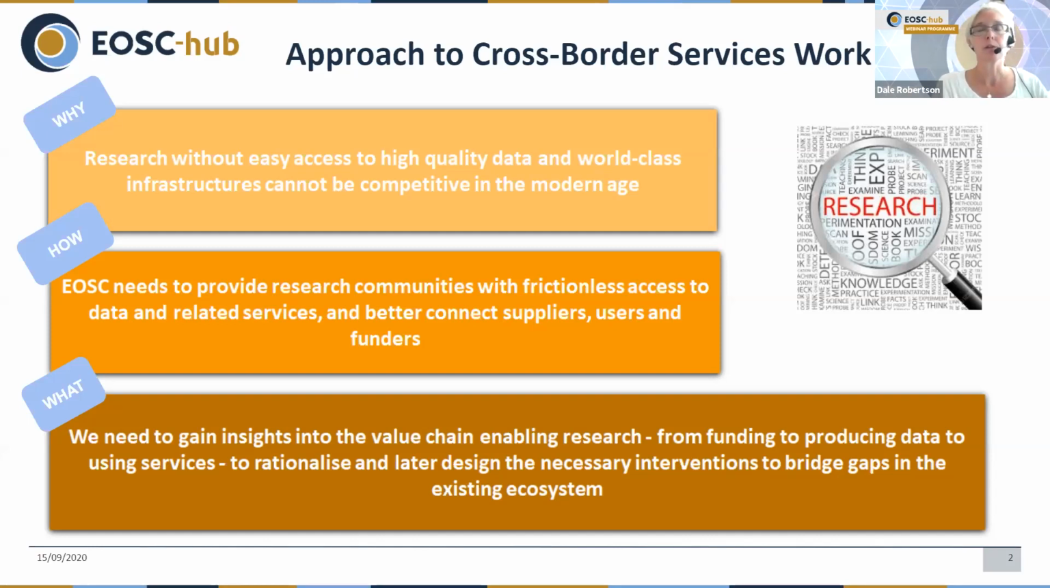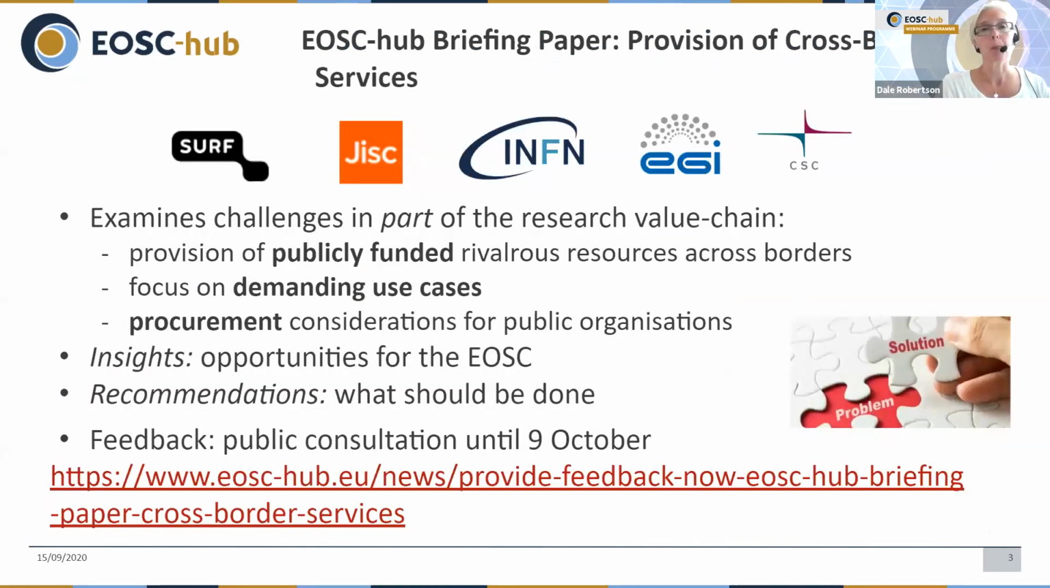In terms of the work that we've done, which led to the production of this briefing paper, we've had a core team consisting of representatives of SURF, JISC, INFN, EGI, and CSC working together. Together we've examined part of the research value chain that I've just mentioned. So we have focused down on specific things. We have not, of course, had the resource to be able to look at the entire value chain. So we've focused on provision of publicly funded rivalrous resources in a cross-border scenario. We've also focused on demanding use cases. And because of the focus on publicly funded service providers, that has brought procurement considerations into play as well.